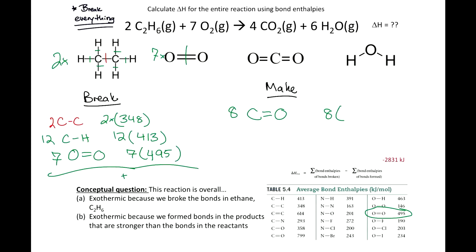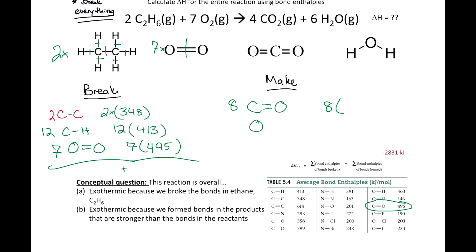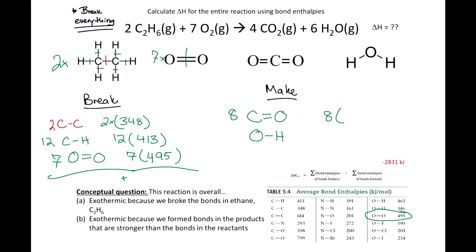And what else are we making? Oxygen-hydrogen. I'm not going to help you this time. How many total oxygen-hydrogens do we make? 12. Very good, because each water has 2 oxygen-hydrogens, and there are 6 waters. So let's take those appropriate numbers. C=O is 799. Oxygen-hydrogen is 463. So let's add up all of these numbers.